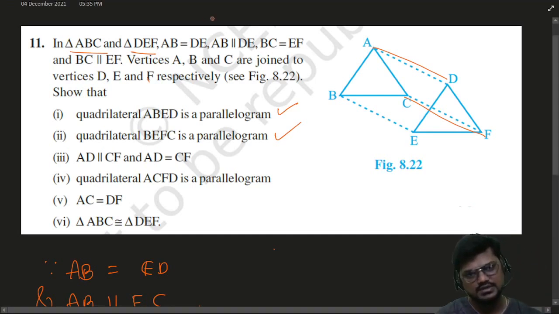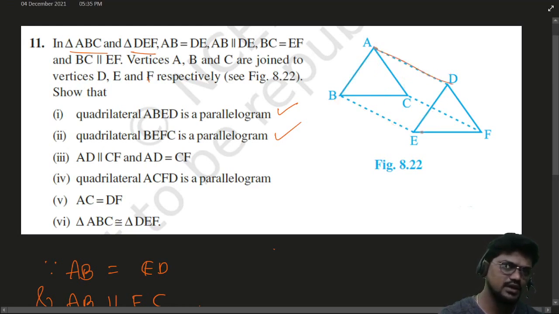Yeah, that's right. And similarly, we know that in this quadrilateral, AD is parallel to BE, and in this quadrilateral, I know that BE is parallel to CF. So if this is parallel to this and this is parallel to this, that means these two are also parallel. Clear? Yes or no? Yes, sir. And after that, they have given that AD is equal to CF, the same condition. This is equal to this and this is equal to this, so these two are also equal. So in that way, you can prove this.